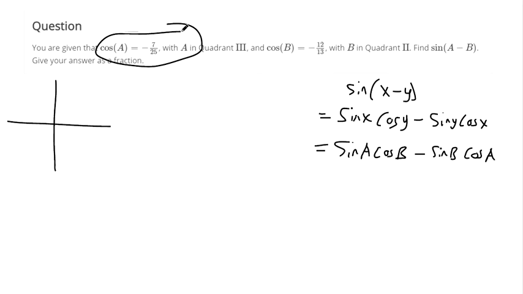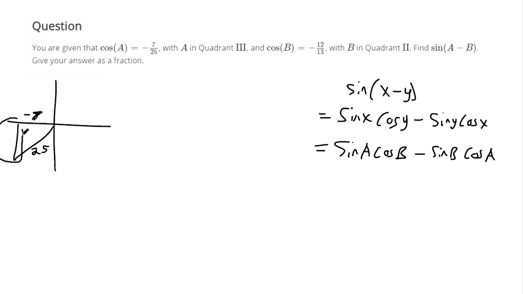Cosine of a equals negative 7 over 25 in quadrant 3. So here is my reference triangle. This is my reference angle. And it says cosine is the adjacent divided by the hypotenuse. So we got 7 here and 25 down here. The 7 has to be the negative one. That way it makes a negative number when they divide.